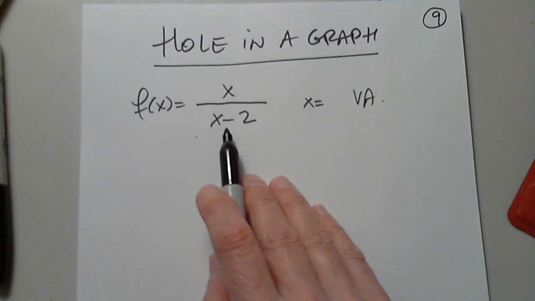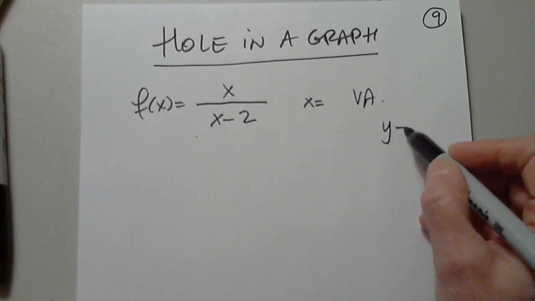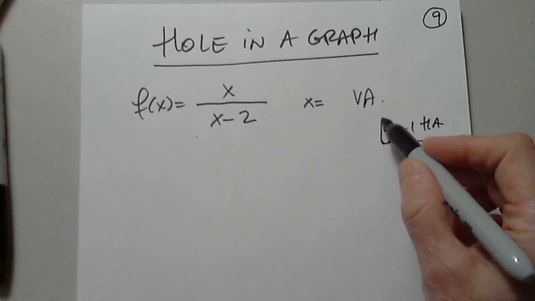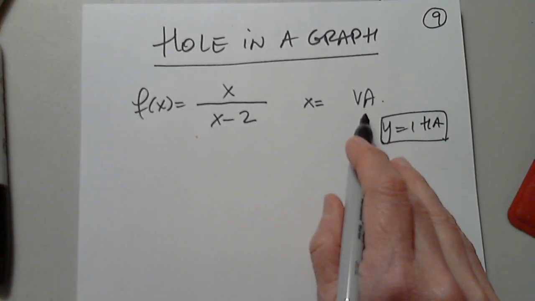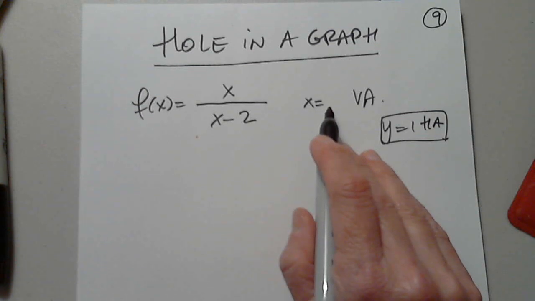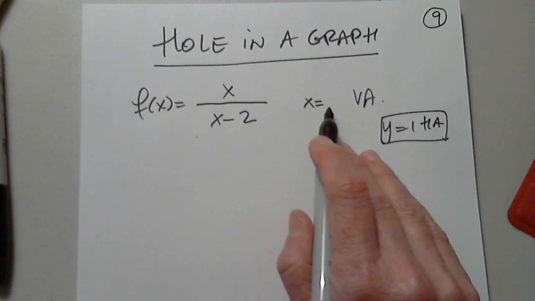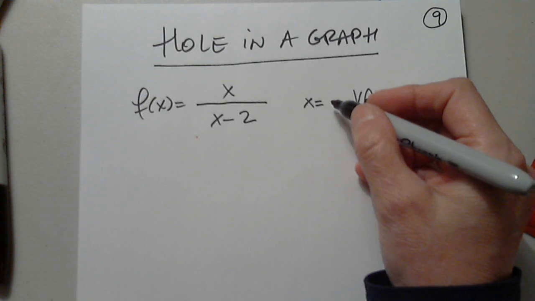Not horizontal. I switched on you, sorry. Oh, sorry. You are right. Y equals 1 will be the horizontal asymptote, no question about it. But I was asking about the vertical. Would it be where x is 2? Exactly.